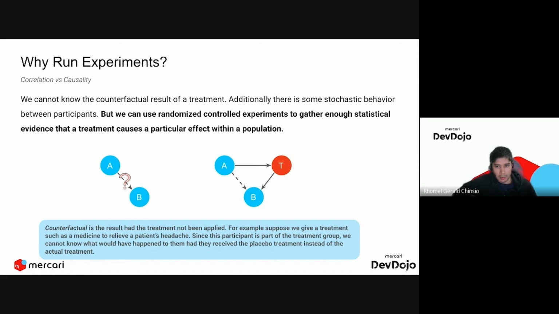So what we can do in place of that is gather enough statistical evidence via randomized control trials to identify if this effect truly holds. So we apply some treatment and then we notice some effect B.